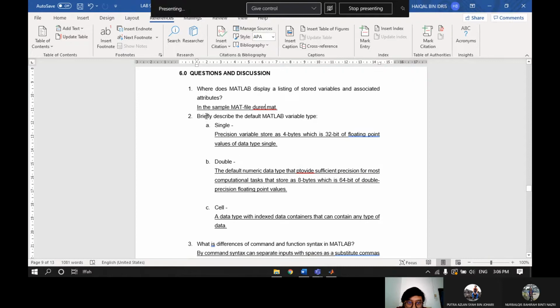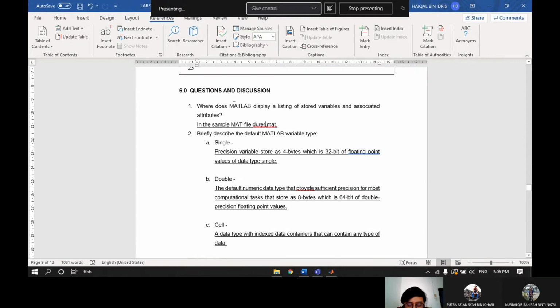I will proceed to question and discussion 6.0. For number one, where does Matlab display a listing of stored variables and associated attributes? The answer is in the sample mat file durer.mat.